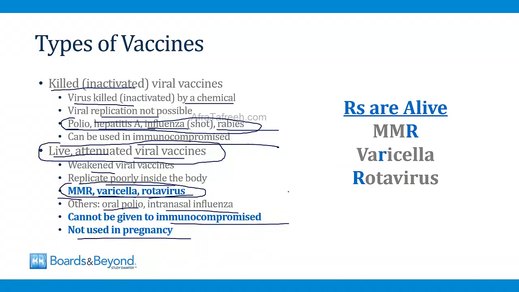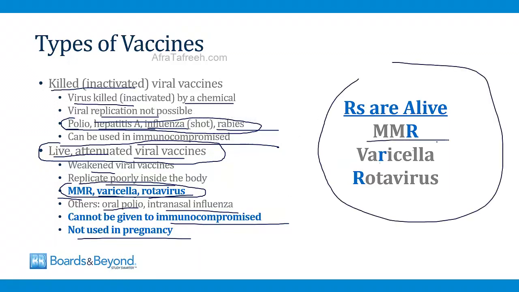And the mnemonic I've always used, and the one that I was taught to remember which vaccines are alive, is that the R's are alive: MMR, varicella, and rotavirus. Each of these vaccines has an R in its name.